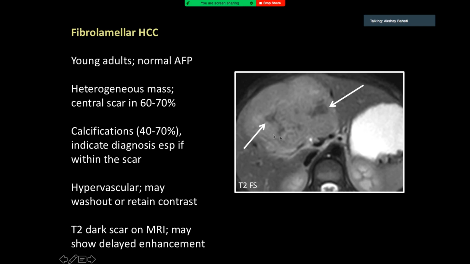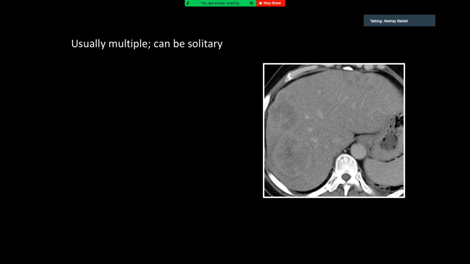So here's an example of a scar, right? The T2 dark scar is there. The rest of the tumor is sort of T2 bright, but you see this dark scar. So that's classic of fibrolamellar HCC. Okay, Mets. They can be solitary, they can be multiple. If they're multiple, it becomes easier for us to say, okay, this is a metastatic tumor.